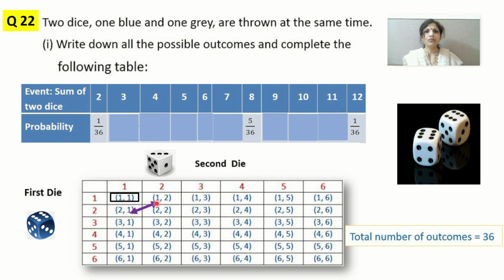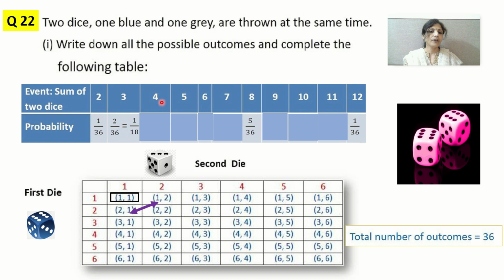And if I make use of the formula, probability of getting the number whose sum is 3 is equal to favorable outcomes upon total number of outcomes. Your favorable outcomes are 2, 2 upon 36. So see what you get. 2 by 36 is equal to 1 upon 18.